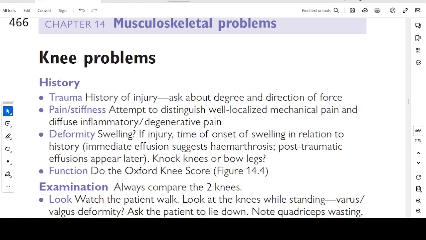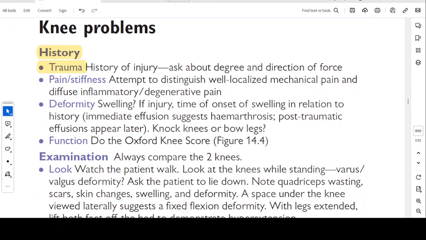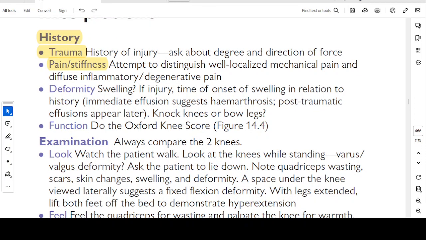Knee problems, page number 466. History. Trauma: history of injury. Ask about the degree and direction of force in knee problems. Pain or stiffness: attempt to distinguish well-localized mechanical pain from diffuse inflammatory or degenerative pain. Deformity. Swelling: if injury, note the time of onset of swelling in relation to the history. Immediate effusions suggest hemarthrosis; post-traumatic effusions appear later. Knock knees or bow legs, if they are present.